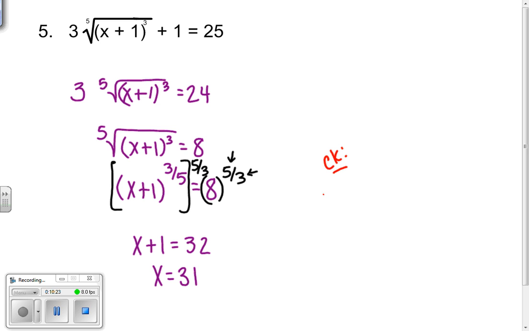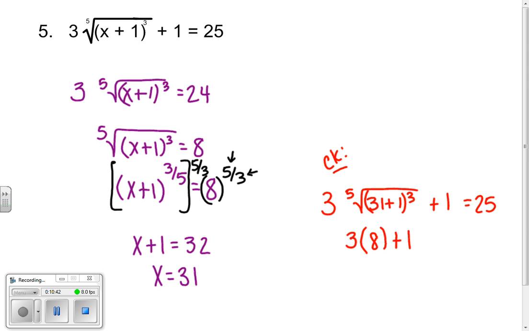I need to check it. 3 times the 5th root of 31 plus 1 cubed, plus 1 equals 25. So 31 plus 1 is 32. I'm actually going to 5th root it first and then power it. You end up getting an 8 here. Plus 1 does equal 25, so it does check.